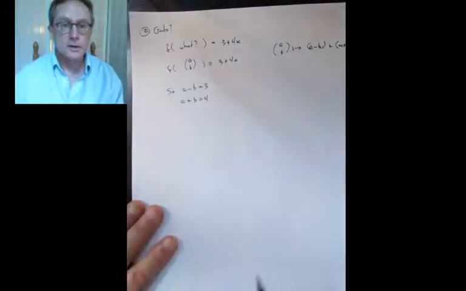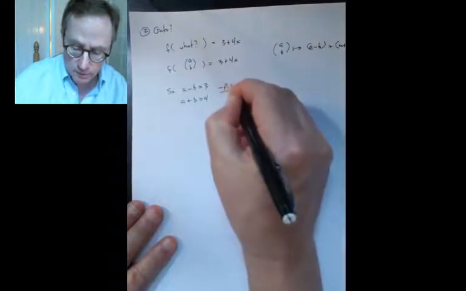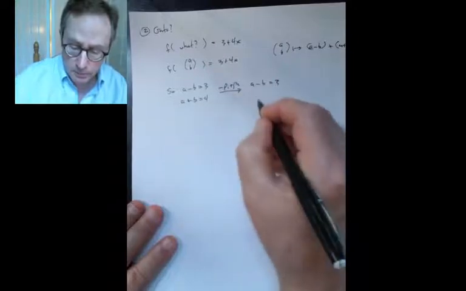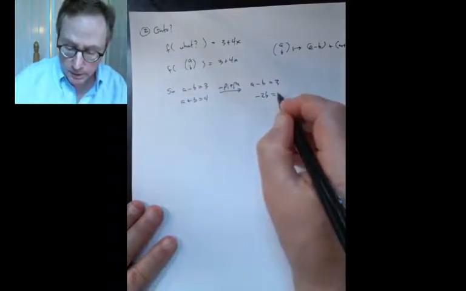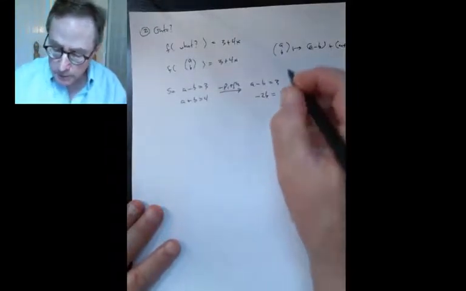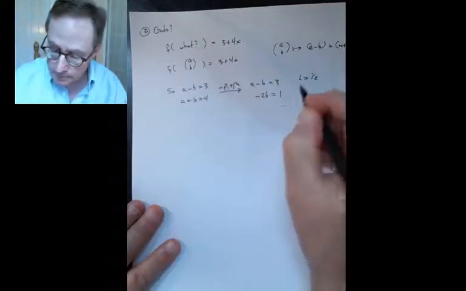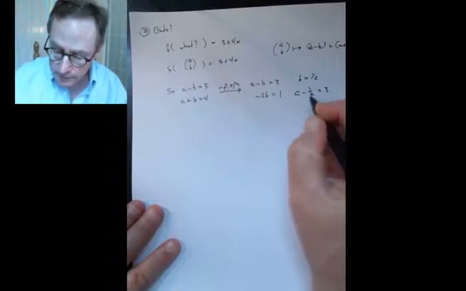Well, this is familiar territory. Off I go on Gauss's method. Minus rho 1 plus rho 2 gives me a minus b equals 3, and minus 2b equals 1, and so b is 1/2, and a minus 1/2 is equal to 3, so a is 7/2.